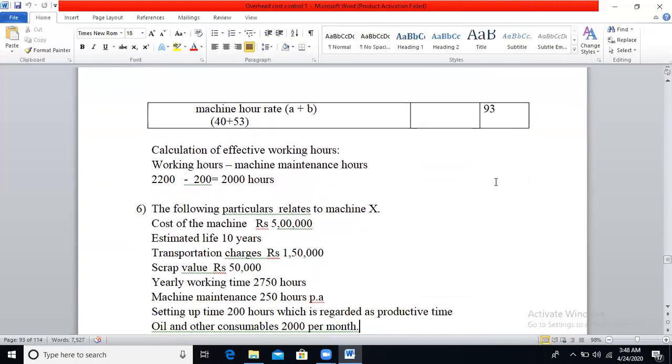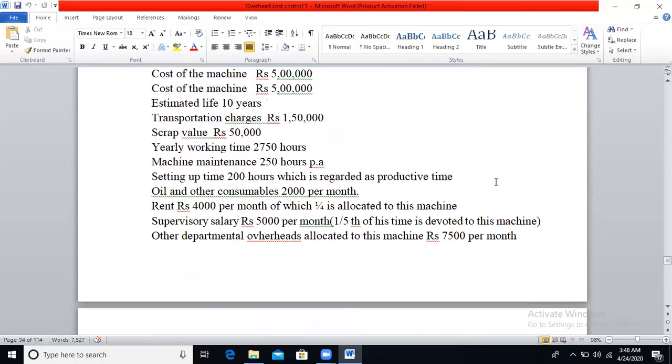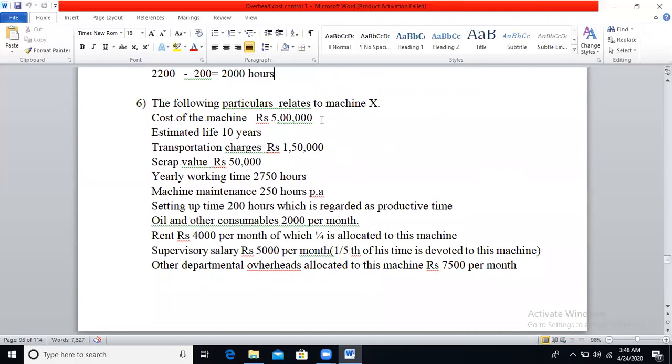See the next problem. The following particulars relate to machine X. Cost of the machine, here they have given 5 lakh, estimated life 10 years, transportation charges rupees 1,50,000, scrap value 50,000, yearly working time 2,750 hours, machine maintenance 250 hours, setting up time 200 hours, which is regarded as productive time. Oil and other consumables 2,000 per month. Rent 4,000 per month, of which 1/4 is allocated to this machine.